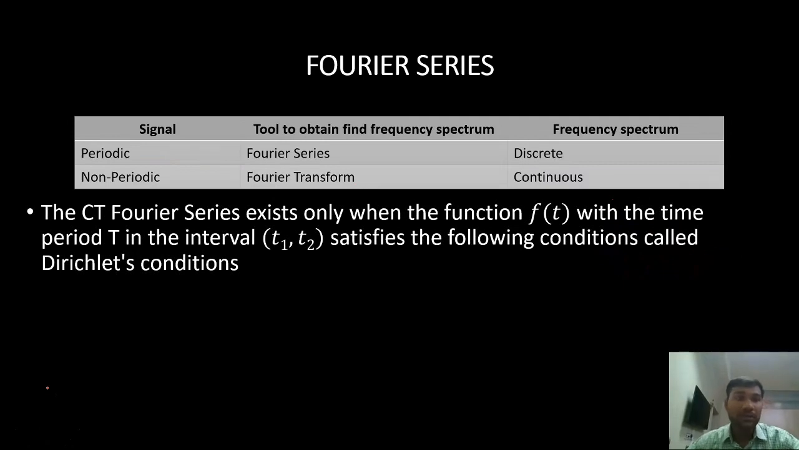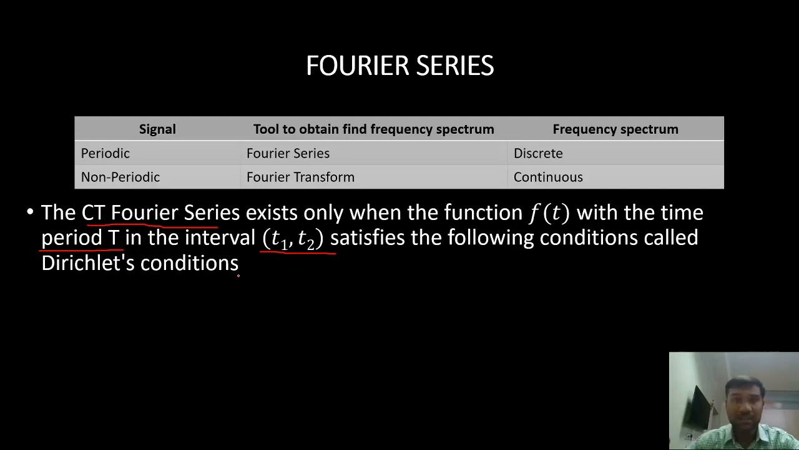For a continuous Fourier series to exist, it has to satisfy certain conditions. These conditions are called Dirichlet conditions. We are only looking at periodic signals in this unit. So a continuous Fourier series exists only when the function f of t in the time period T, in the interval t1 to t2, satisfies the following conditions.